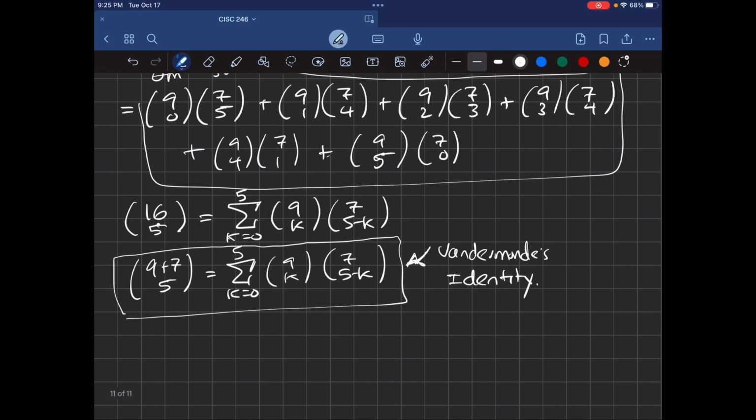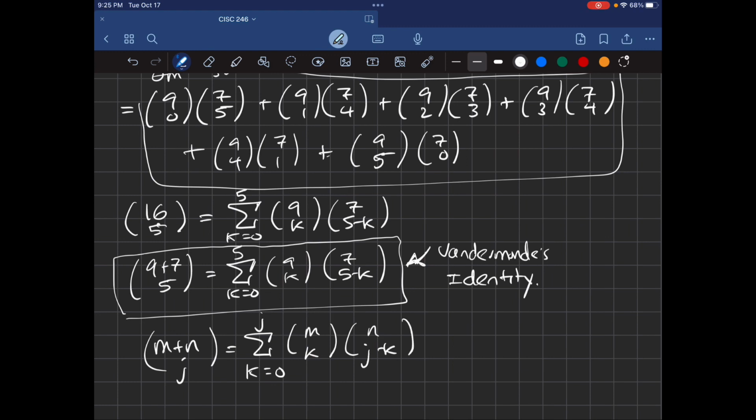Don't quote me on it, but I think in general it could be m plus n choose k, or no. I always forget the general formula, but m plus n choose j equals the sum, k equals 0 to j, of m choose k times n choose j minus k. I think so, something like that.